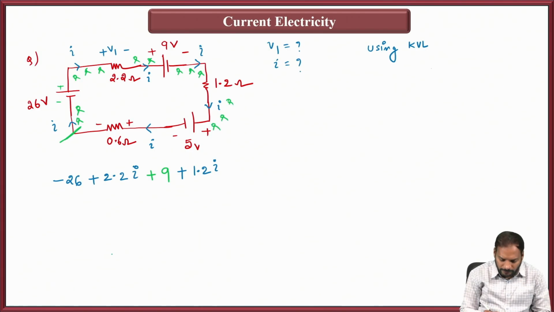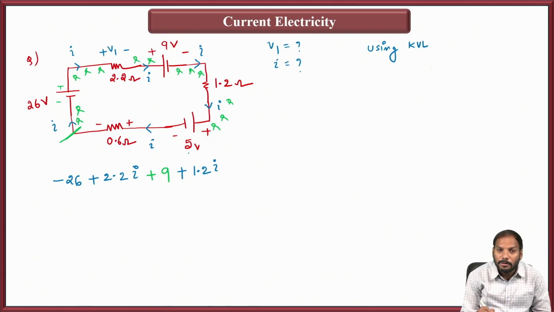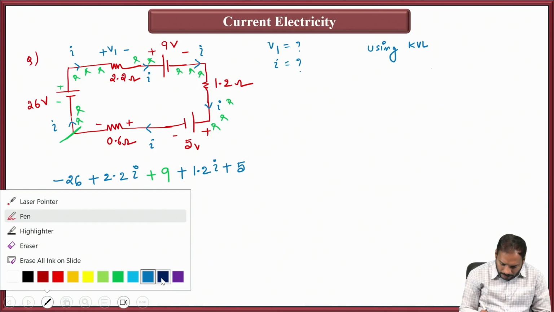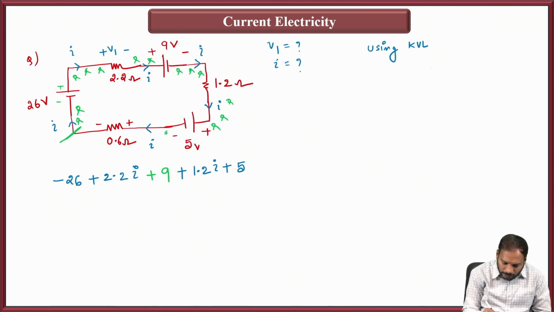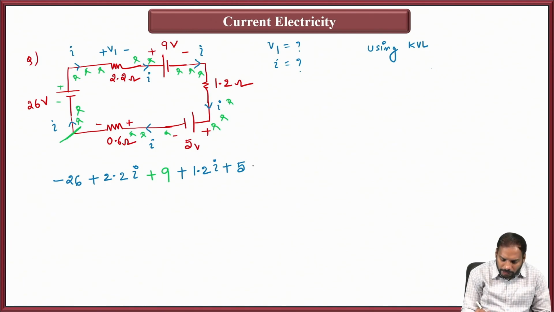So touching the positive terminal of the 5 volts battery, directly you can take it as plus 5 volts. And then you continue the walking. You stop here. And at the 0.6 ohm resistor, the current is with you only. So 0.6 I.